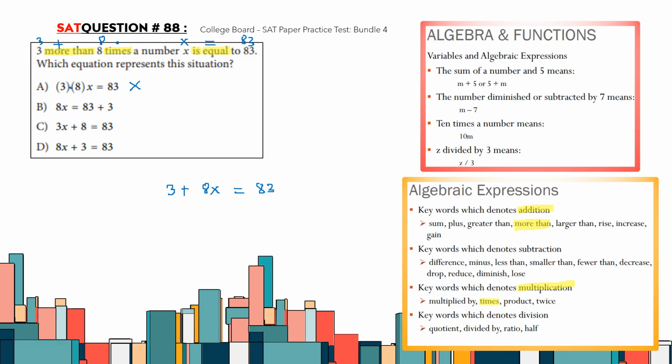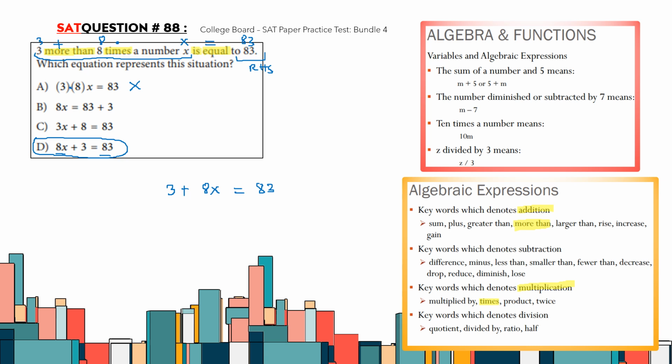So for this one, we write down which one is the left hand side and which one is the right hand side of the equation. So 3 more than 8 times a number x, that is your left hand side. In front is your left hand side, equal the right hand side. Okay, so we have this one. D is the right answer.